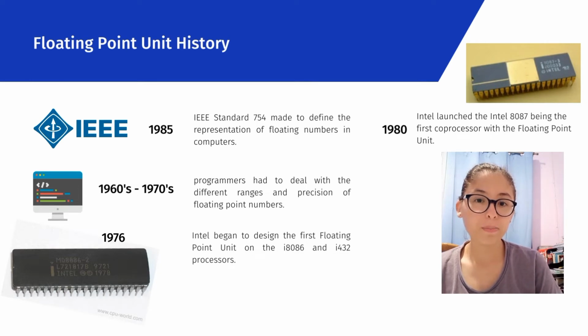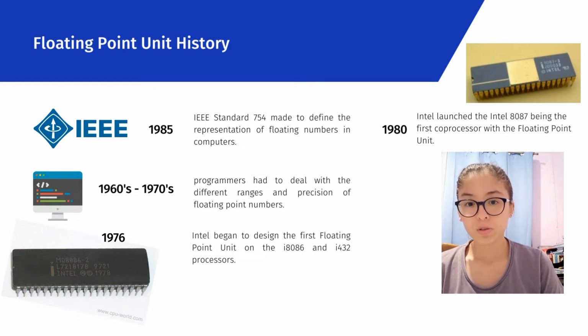Before the first floating point unit was released, there was a problem related to the representation of these floating point numbers, because to solve mathematical problems there were many ways to represent the result of the calculations. So a standard was necessary to represent the results of floating point numbers in a computer. This standard was called 754, which was approved until 1985.